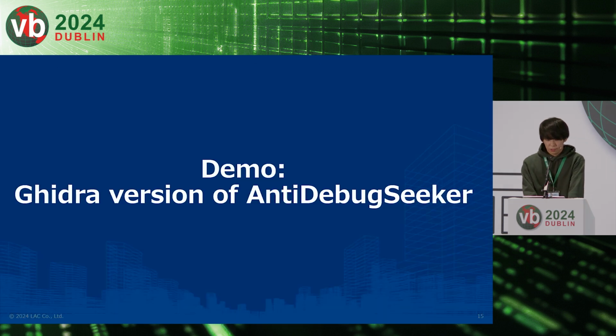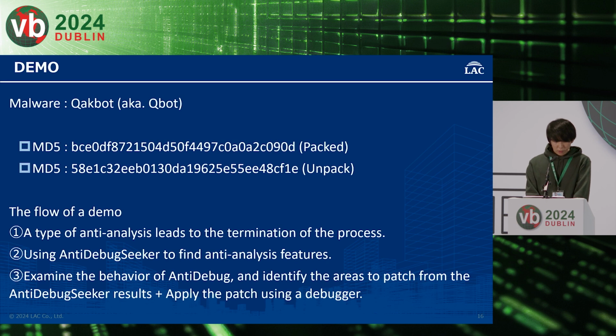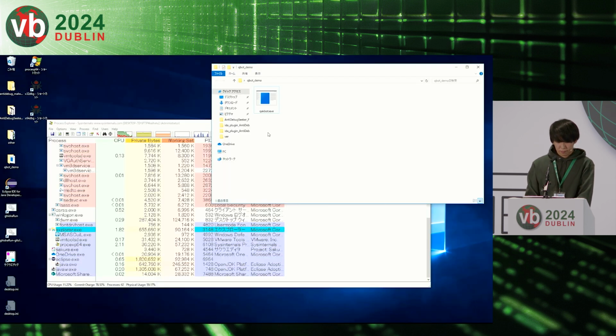So next, I will show you a Ghidra version of Anti-Debug Seeker. I use an unpacked version of Kakbot. The flow of the demo: number one, the type of anti-analysis that leads to termination of the process. Number two, using Anti-Debug Seeker to find anti-analysis features. One and two are the same process, demo 1. Finally, number three, examine the behavior of the anti-debug and identify the areas to patch from the Anti-Debug Seeker results, plus apply the patches using a debugger.